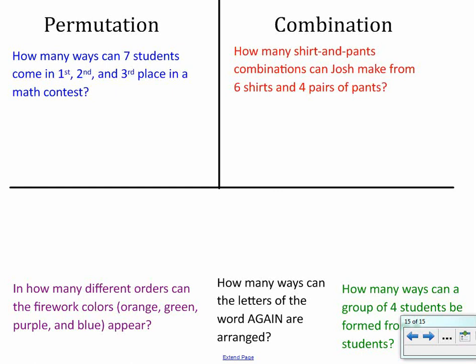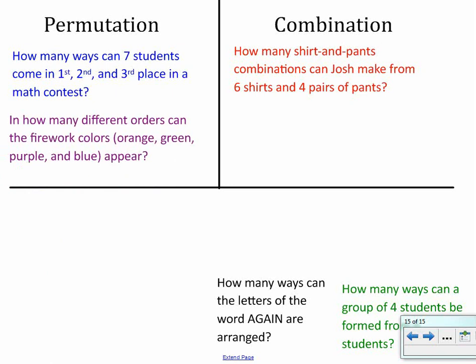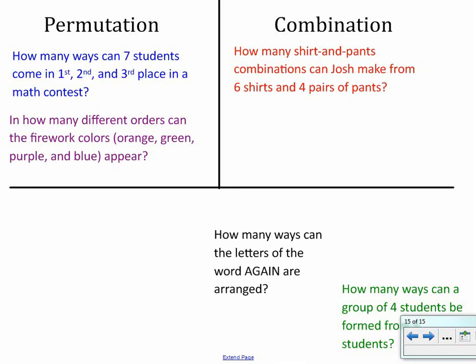So if you have like a red shirt and black pants, that's the same group as having black pants and a red shirt. You're still putting on the same clothes. The order of them just doesn't matter. How many different orders, so the word orders here kind of tells us that it's a permutation. Can the fireworks colors appear? So orange, then green, then purple, then blue would be different than green, then blue, then orange, then purple. So that's a permutation.